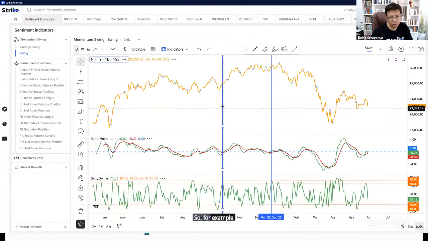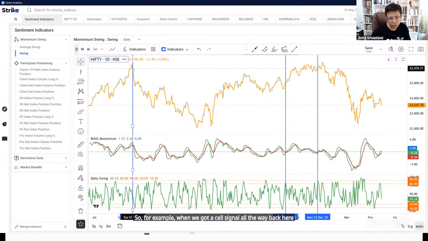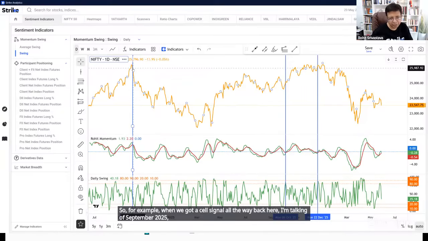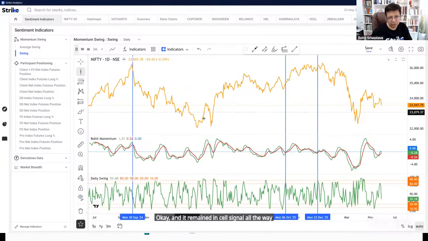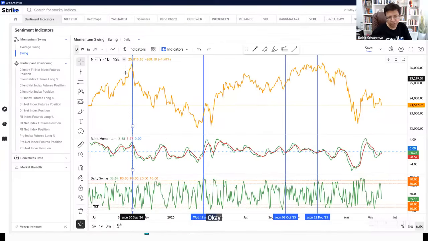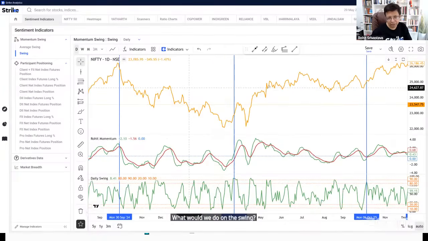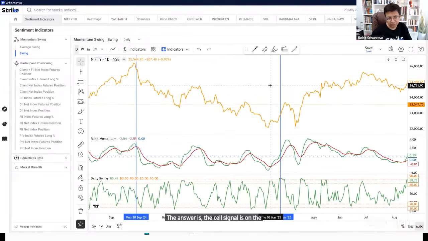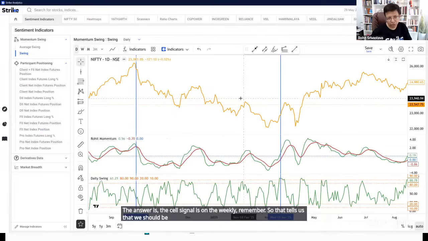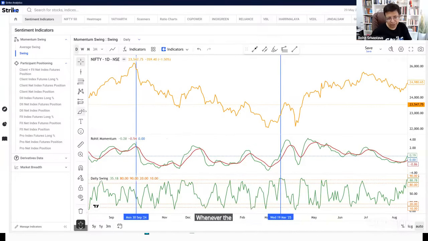So for example, when we got a sell signal all the way back here, I'm talking of September 2025, it remained in sell signal all the way down till here. Somewhere here is where we got the buy signal. So when we remained in sell from here to here, what would we do on the swing? The answer is the sell signal is on the weekly, remember. So that tells us that we should be trading short. But we will trade short in options, which is Nifty options, by buying Nifty puts whenever the swing reading comes above 80 and starts turning down.